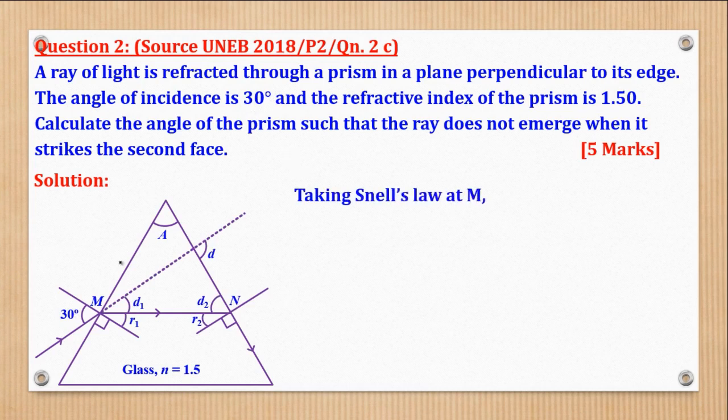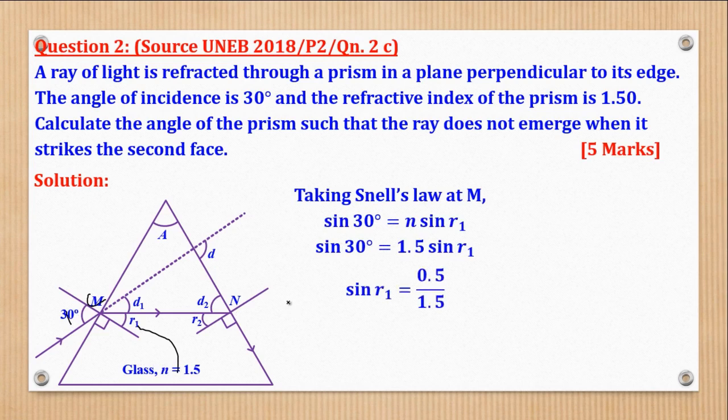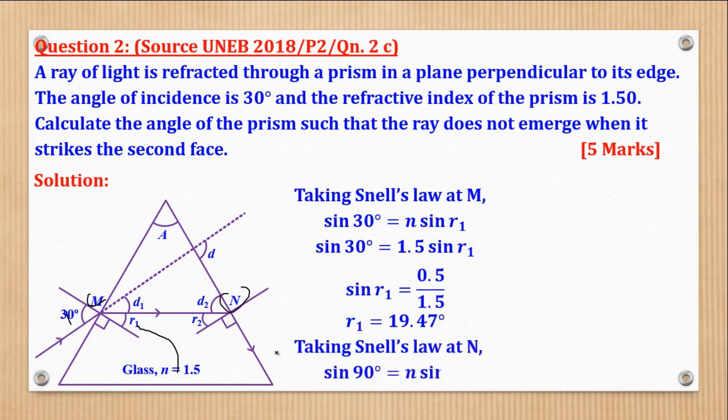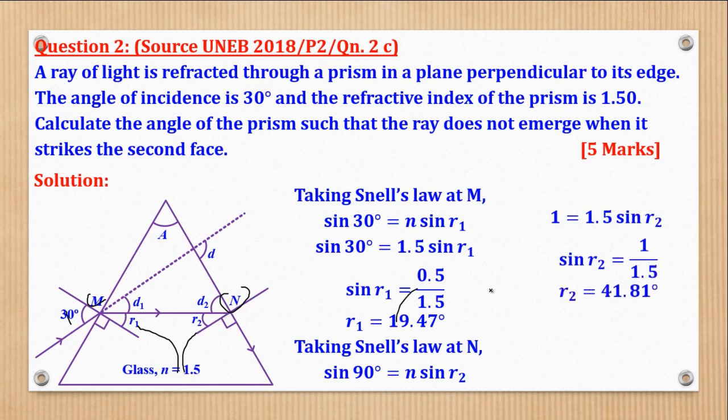Okay, so I'll take Snell's law at M, where n sine 30 is equal to n sine R1. Substitute for n, simplify, and make R1 the subject. Okay, then taking Snell's law at N, sine 90 is equal to n sine R2. Substitute for n, simplify, and make R2 the subject. So I have R1, I have R2, meaning I can get the refracting angle. Substitute and get the angle they want.